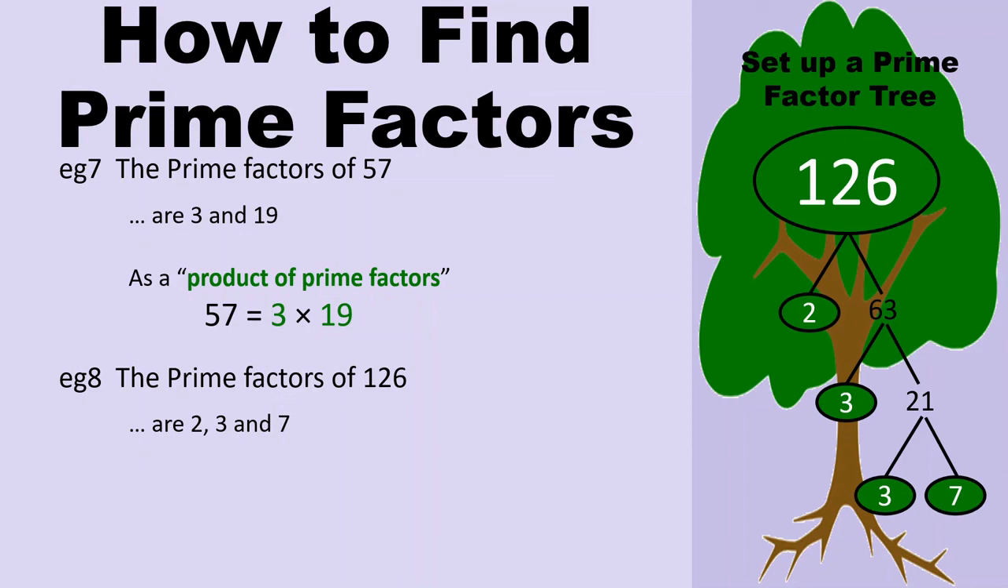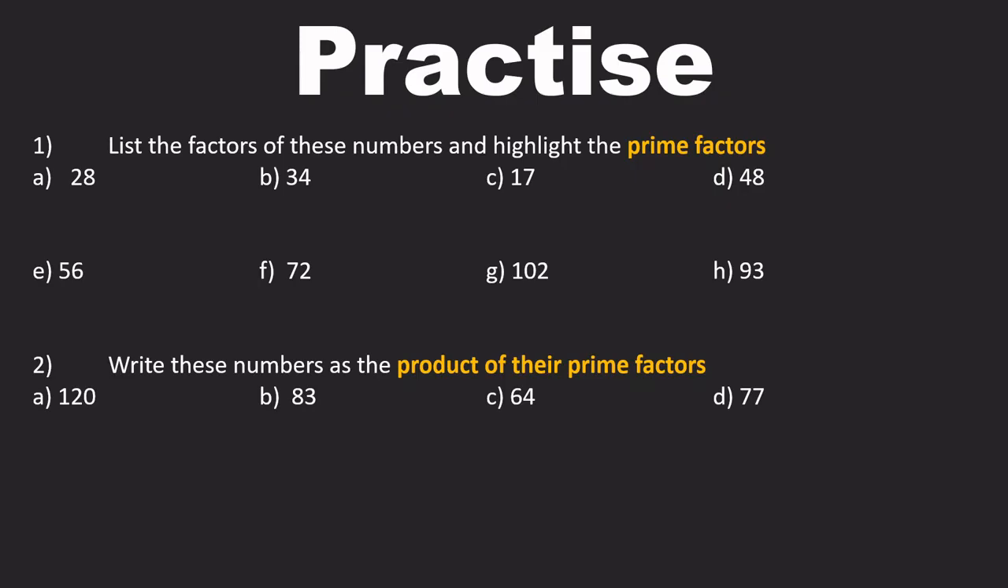And just to check if we've done that correctly, 126 should be the product of its prime factors. 126 is equal to 2 times 3 times another 3 times 7. That's the prime factors we get from the tree. 2, 3, 3, 7. Check that on your calculator if you're not sure, but it should give you 126. Now let's go on to some practice.